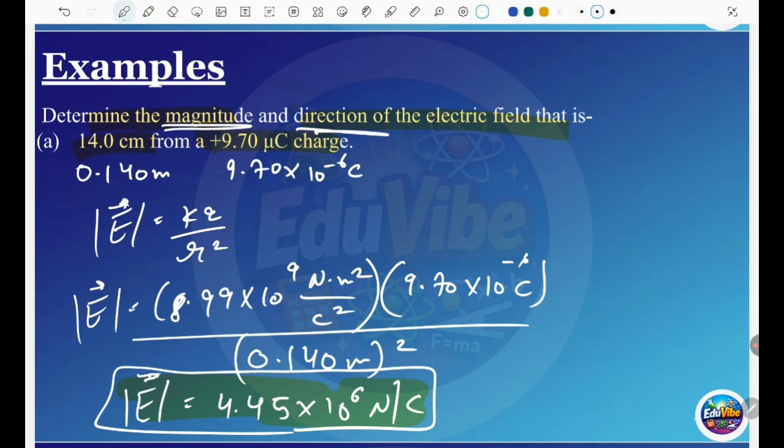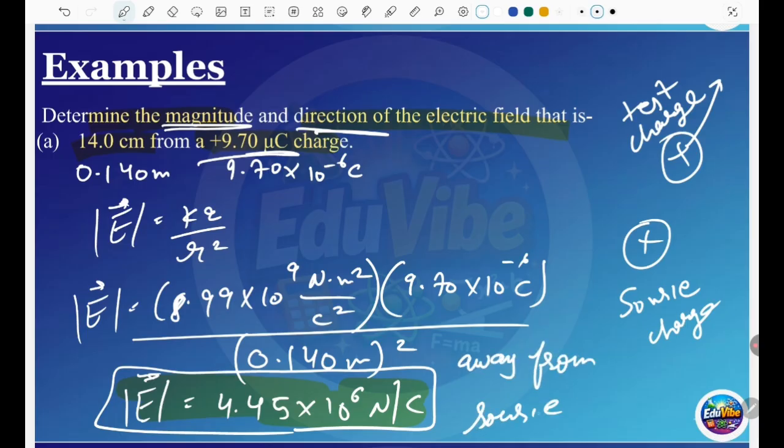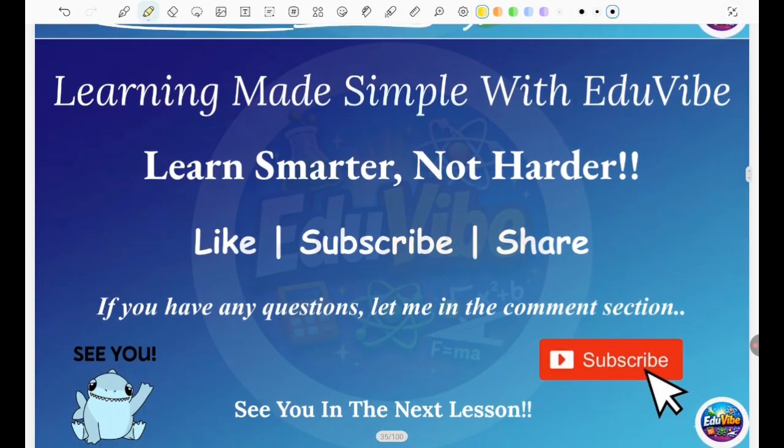Now this is a positive charge we have, and this is the source charge. The test charge is always positive, so it moves away from the source. So you have to mention it like this: away from the source. If you want to make a diagram, you can. That's how we can deal with these questions. And if there are different units, we have to deal with them like this. So that's all for this lesson.